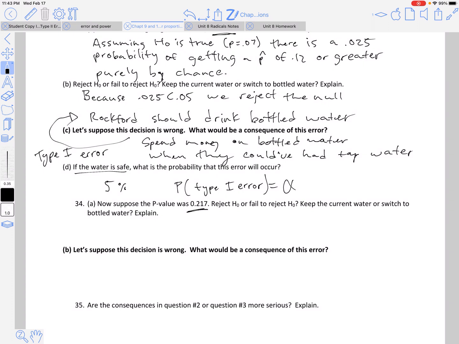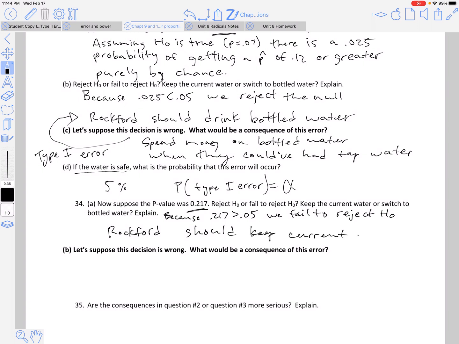So if we did just get that sample purely by chance and there's nothing wrong with the water, there's a 21% chance that that could happen. Now, because that's bigger than 5%, what are we going to do? We fail to reject the null. Guess what, Rockford? You don't need to go buy bottled water, right? Rockford should keep current water. Okay.